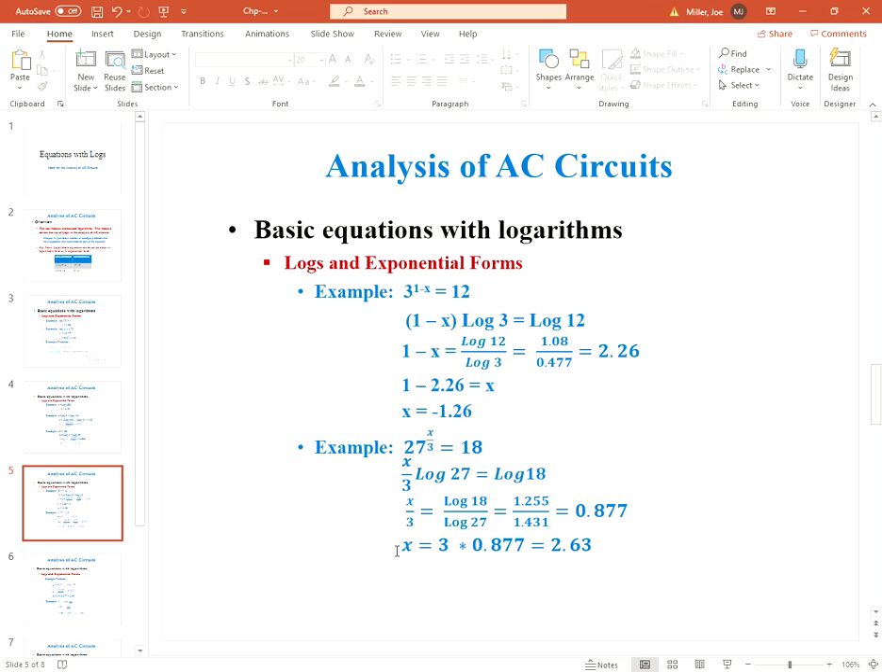Now, multiply both sides of the equation. x divided by 3 equals 0.877. Multiply by 3, and you're left with x equals 3 times 0.877, or 2.63.